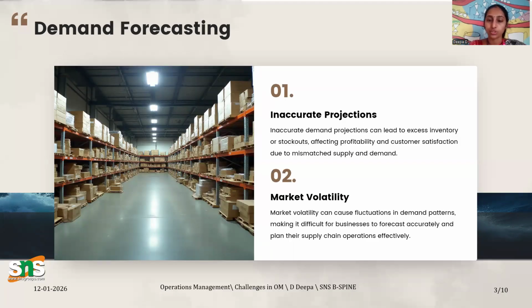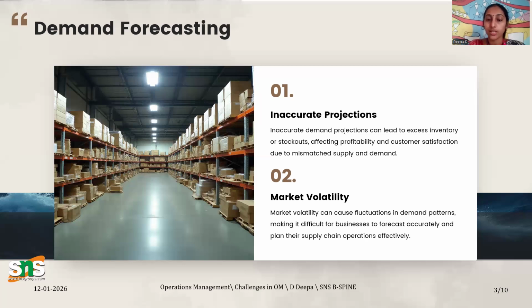So, inaccurate projections. The problem involved here is that it leads to excess inventory or stockouts. Either excess inventory, that is too much inventory dumped into the warehouse, or stockouts, where you do not have enough materials or products to sell. Both affect profitability and customer satisfaction, since you cannot properly match demand and supply.